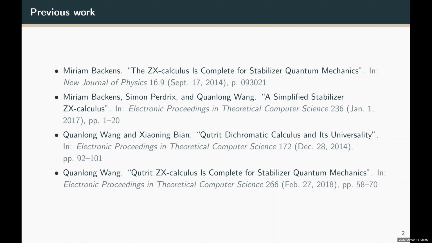That's not to say or to completely disparage Heine's work. In fact, I think the completeness result for the qubit case gave me a lot of confidence in believing that the axioms for the odd prime case that I've written down were sufficient to prove the completeness.